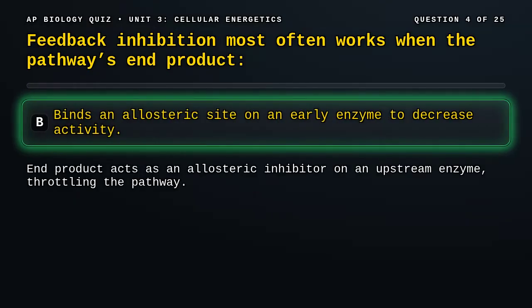Correct answer B. The end product allosterically inhibits an earlier step, preventing unnecessary accumulation and conserving resources.